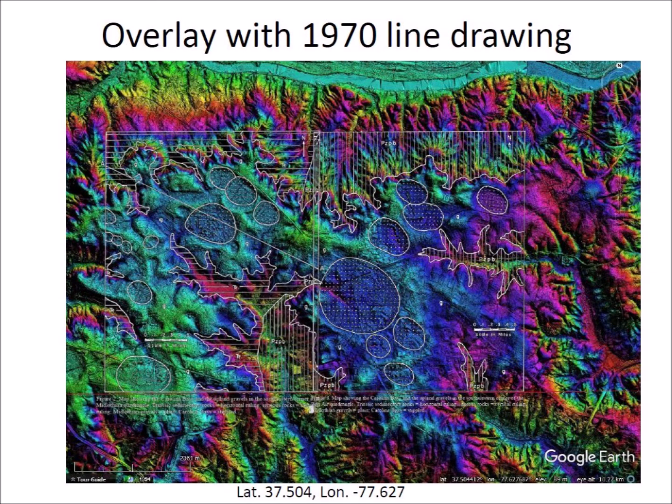Overlaying the maps made in 1970 with the modern LiDAR image, we can see that the features match well, but LiDAR shows many details that were not represented in the line drawing.